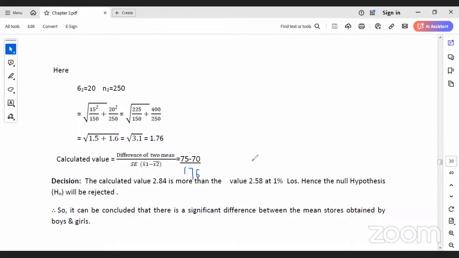Okay, so the decision is here. The critical value is 2.58. After dividing here, 5 divided by 1.76, you will get 2.84. The calculated value is greater than 2.58 at 1% level. Hence, the null hypothesis will be rejected. So it can be concluded that there is a significant difference between the mean scores obtained by boys and girls.